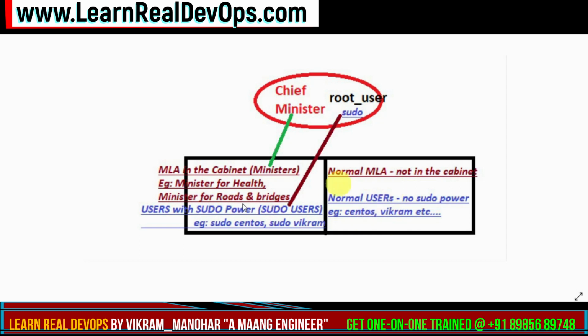I hope this story or concept helps you understand. If you give sudo power to a user, then most of the activities a root user can do, the sudo user can also do. But if a user does not have sudo power, then he cannot do any admin level activities. So sudo users can do most of the admin level activities, not all, while a non-sudo user cannot do any admin level activities. Clear?